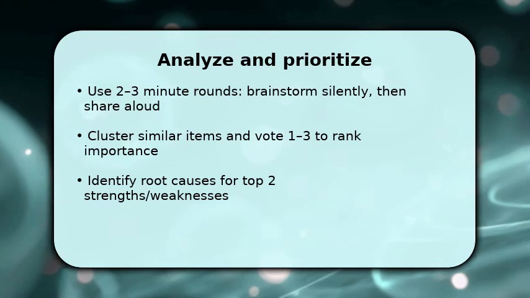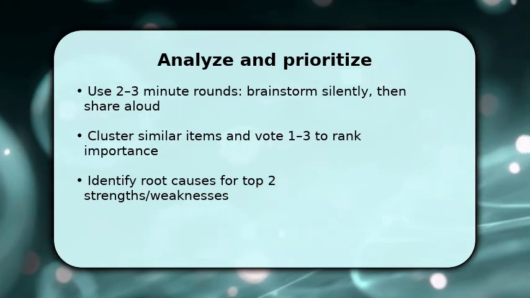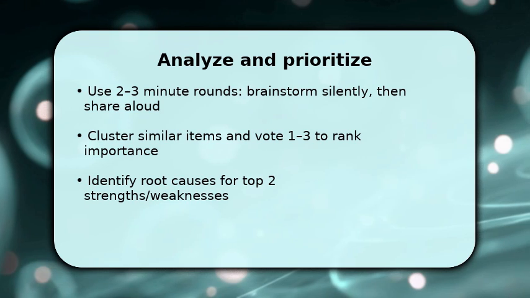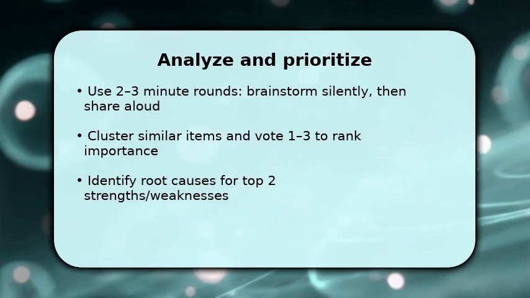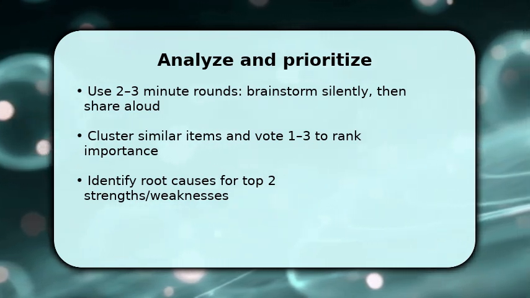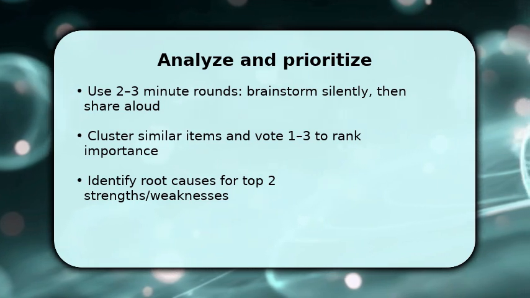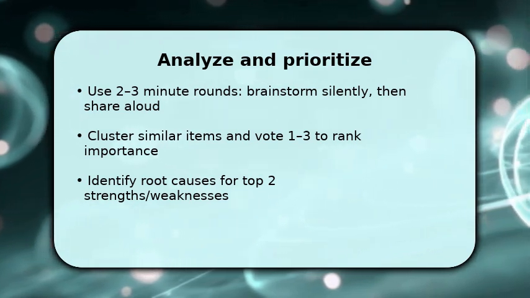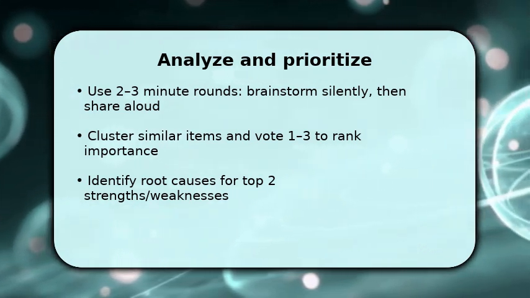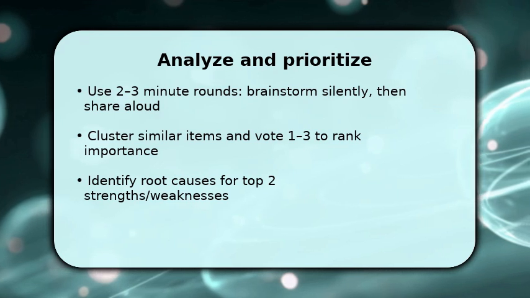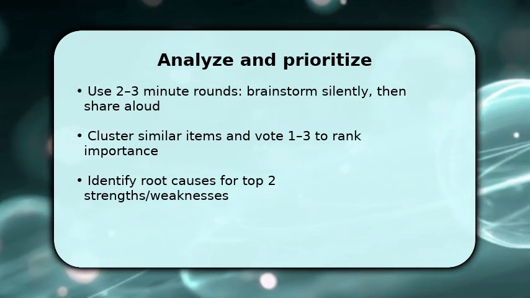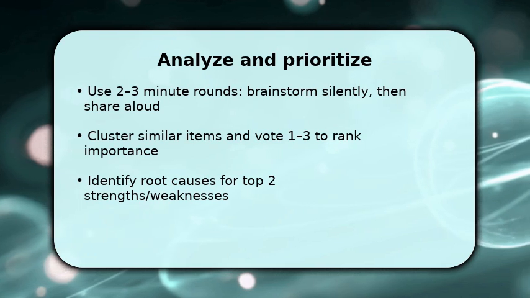Once the grid is filled, run structured brainstorming rounds. Silent listing for 2-3 minutes, then rapid sharing so ideas surface without dominance. After sharing, cluster duplicates and run a quick vote. Each person assigns 1-3 points to prioritize items. You do this because clustering reduces noise and voting reveals consensus on what matters most.